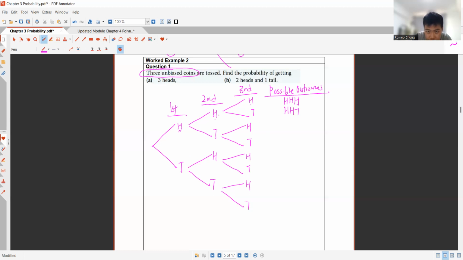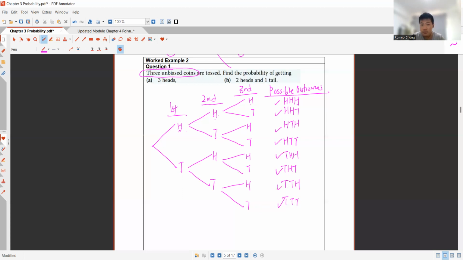And the third one is H, T, H. Then after that, H, T, T. Then T, H, H. Then T, H, T. Then T, T, H. And the last one is T, T, T. So from this, you actually have how many? 1, 2, 3, 4, 5, 6, 7, 8.